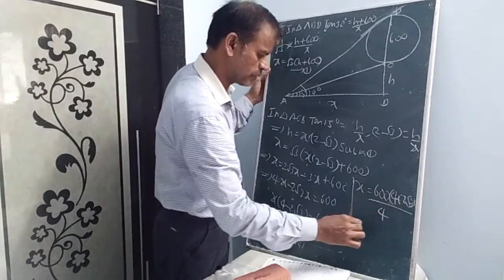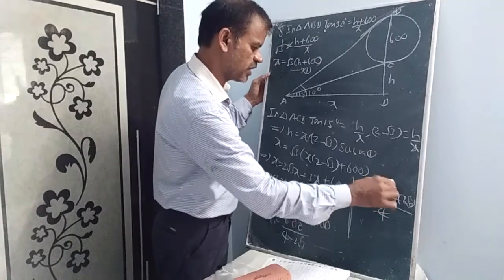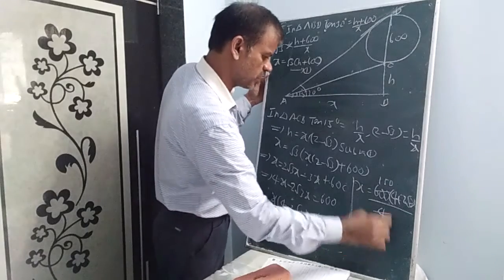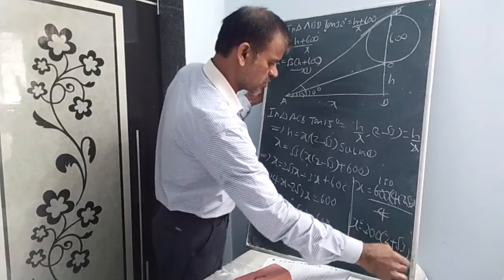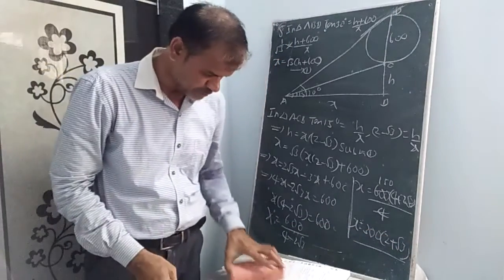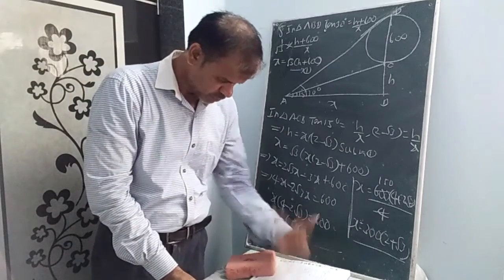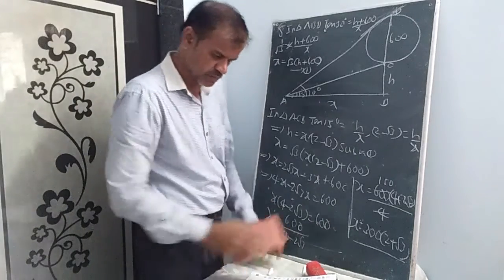So 16 minus 12 becomes 4. Dividing by 4, with 2 taken common, X is equal to 150 into 2 into 2 plus root 3, that is 300 into 2 plus root 3. 300 into 2 plus root 3 is the correct answer, second option. Eighth question completed. Now let us see the ninth question.